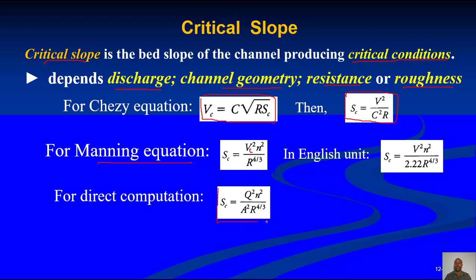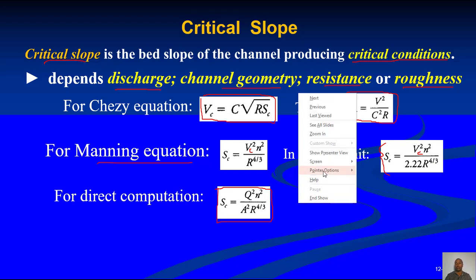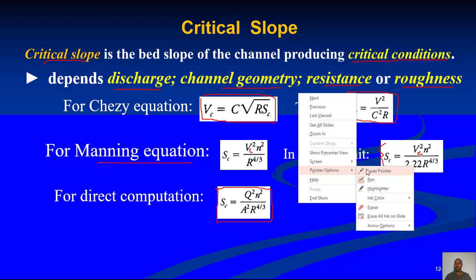For direct solution, if discharge is given, you can apply this one. Otherwise, using English units, you have V squared n squared, where V is the critical velocity again, over 2.22 R to the power of 4/3. So I think with this, everything is clear.